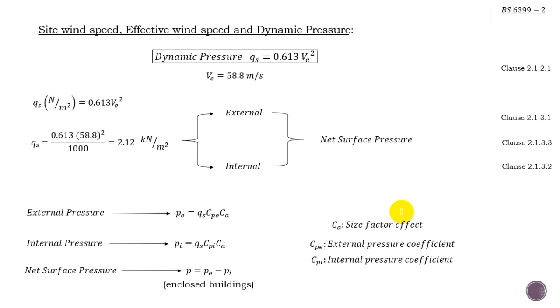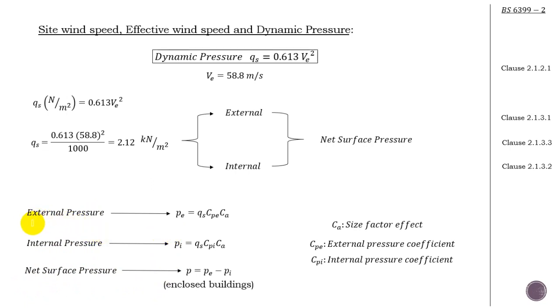So let's continue calculating the wind load on our structure in the portal frame. We stopped at the stage when we calculated the qs, that's the dynamic pressure, and it turned out to be 2.12 kilonewton per meter square. Now we need to work out the external pressure, the internal pressure, and then find the net surface pressure, okay?